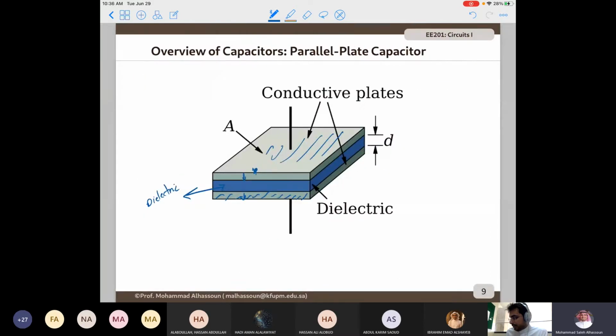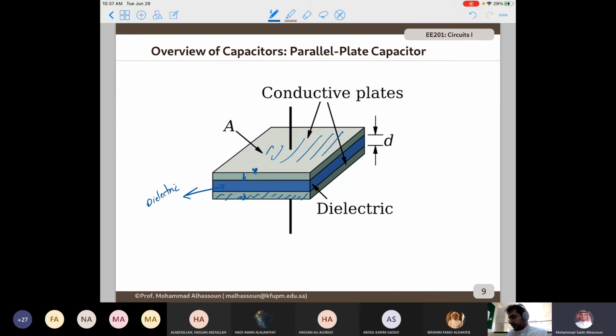So an example of a capacitor is probably something you've seen in Physics 102. I doubt that you did an experiment on that because of COVID-19, but I believe there was an experiment for capacitors. One common example of a capacitor is a parallel plate capacitor.